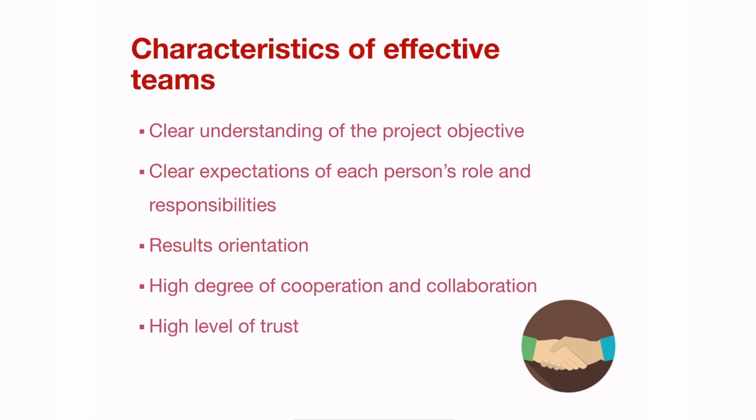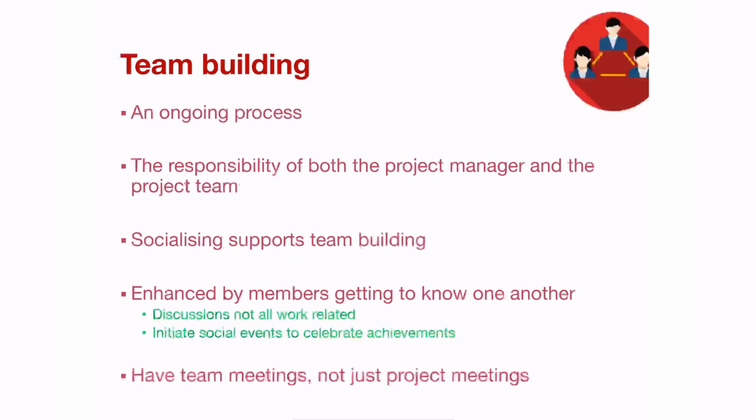Effective teams have a clear understanding of the project objective. They clearly understand what needs to be delivered. They've got clear expectations of each person's role and responsibilities. They are result orientated. They have a high degree of cooperation and collaboration and high levels of trust of each other. Team building is an important element during the work of the project. It's an ongoing process, and the team leader or the project manager needs to be continually aware of opportunities to build team spirit.